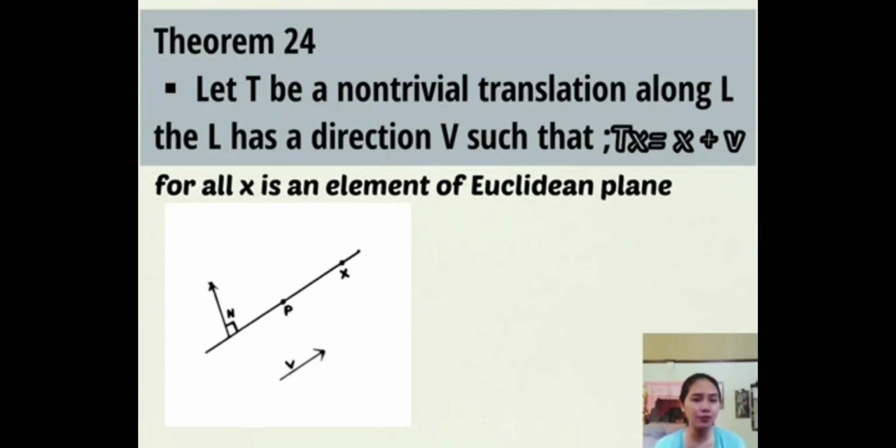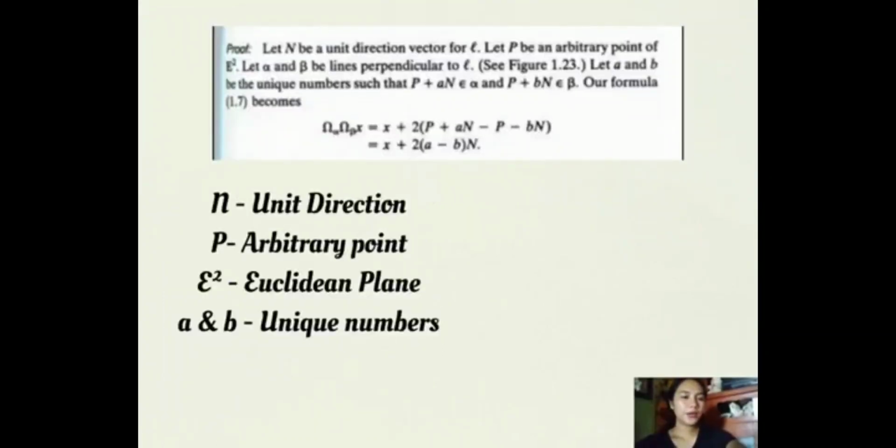So we have our proof. Let N be a unit direction vector for L. Let P be an arbitrary point in the Euclidean plane. Let alpha and beta be lines perpendicular to L.